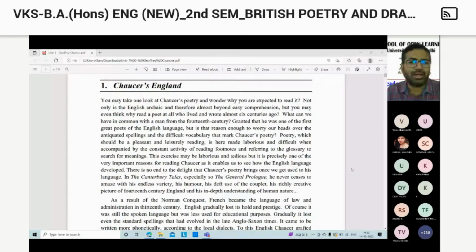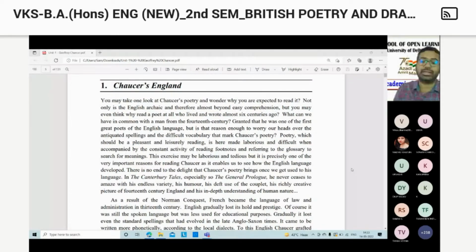Sorry for the interruption. So, as I was saying, Chaucer's England, this is a particular page that I was asking you to read, a kind of introduction to what Chaucer had contributed and what England looked like during those times. So you may take one look at Chaucer's poetry and wonder why you are expected to read it. Not only is the English archaic and therefore beyond easy comprehension, but you may also wonder how it was written almost 6 centuries ago. So about 600 or 700 years ago, how did someone write a poetry like this? And the most difficult part is that you will find many words which are very difficult to understand.